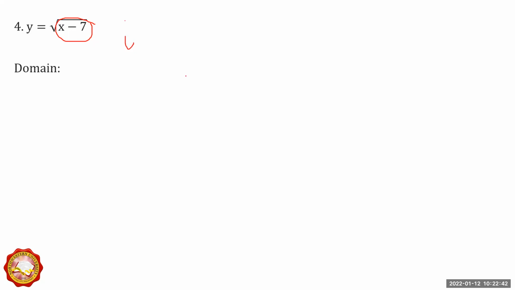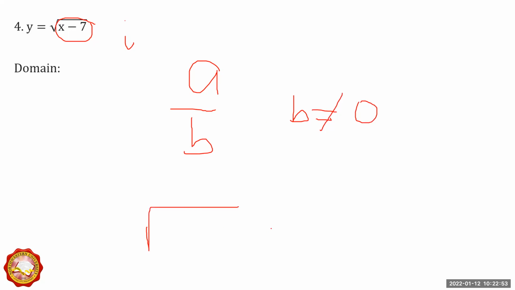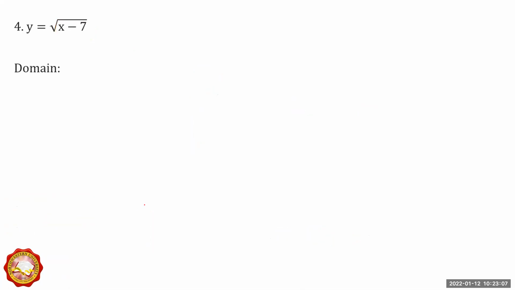So, ang kailangan nyo lang intindihan is, if you have a fraction, your denominator should not be equal to 0. Kaya yan yung palagi nating tinitignan. Kapag meron kang radical, your a should not be equal to negative number. Because that would give you an imaginary number. Kasi ang square root ng negative number is an imaginary number.